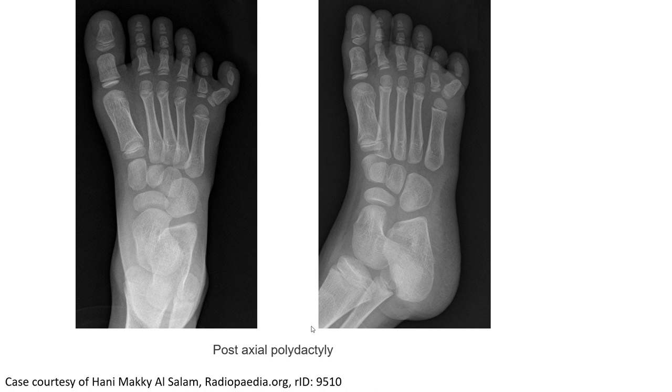This is an example of postaxial polydactyly. As you can see, the extra digit happened in the fifth toe.